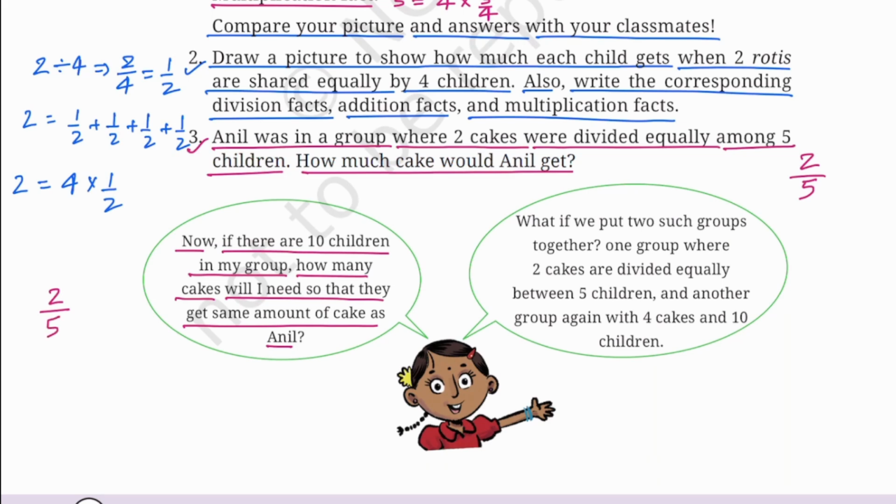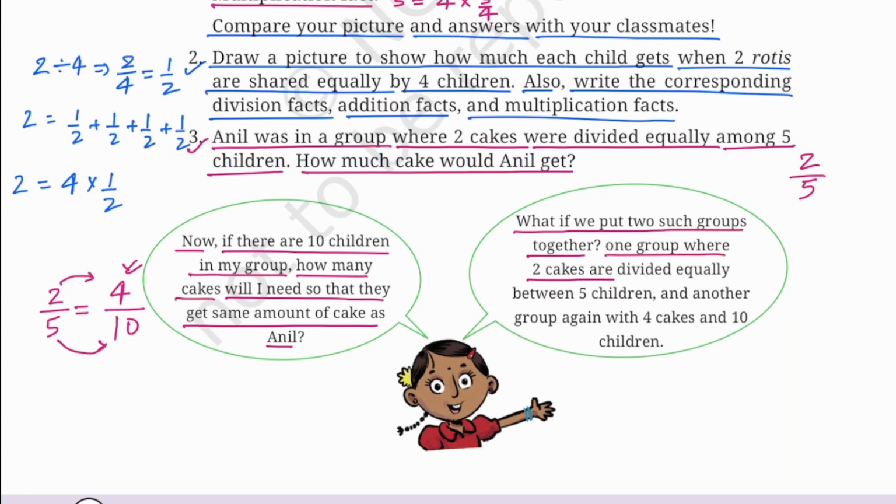2/5 share by each earlier. Now there are 10 children. So the number of cakes will be double of the original since the number of children has doubled. Double of 2 is 4. 4 cakes are required.